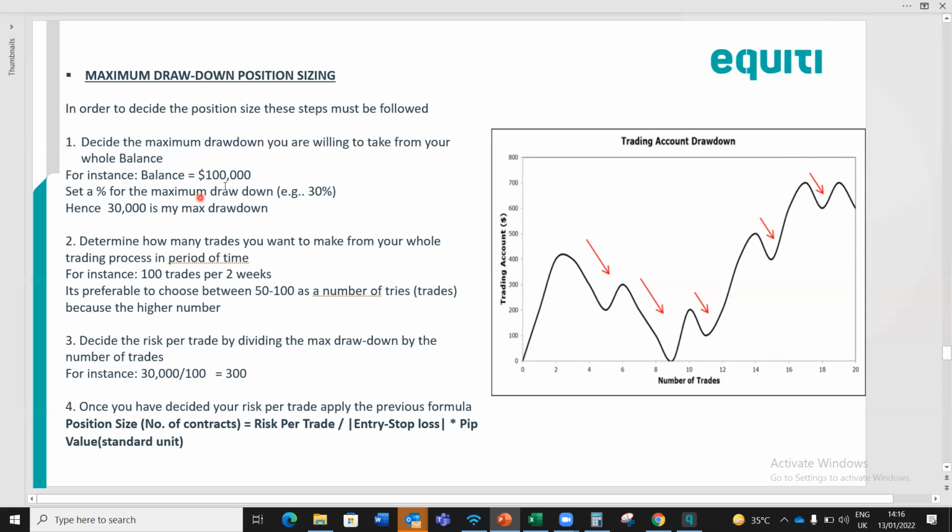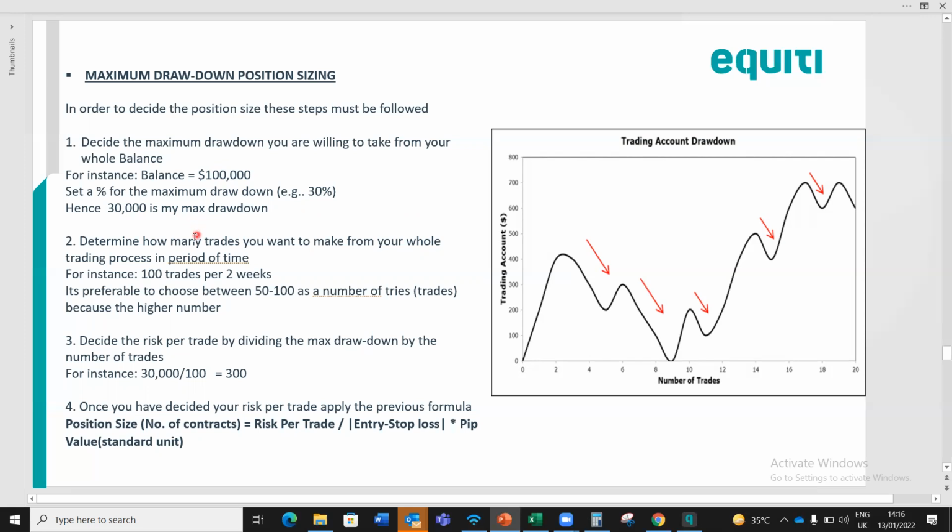Take for instance that your trading capital is $100,000. Now, set a percentage for the maximum drawdown. Some persons would not want to risk more than 30% of their entire trading capital. Some persons would say they don't want to risk more than 40%. Once you're able to determine how many percent of your entire trading capital you want to expose to risk, that is the first step. So let's assume here we decided 30%. So 30% of $100,000 is $30,000. That is our maximum drawdown.